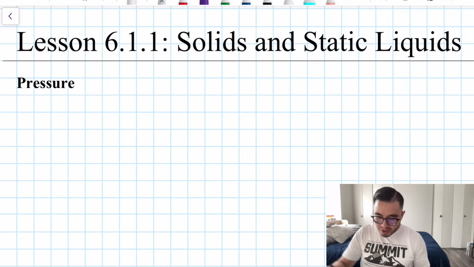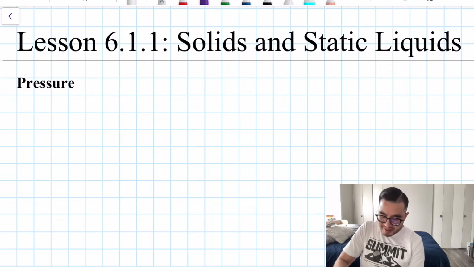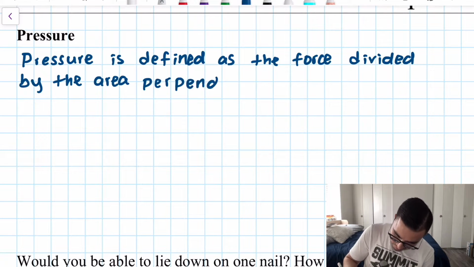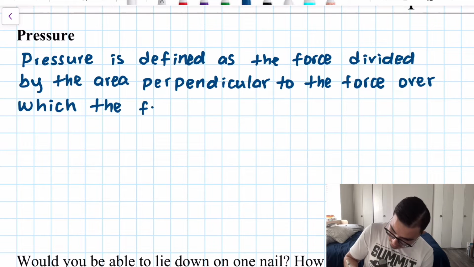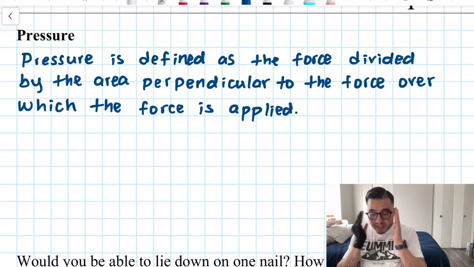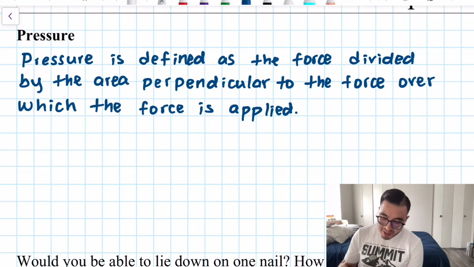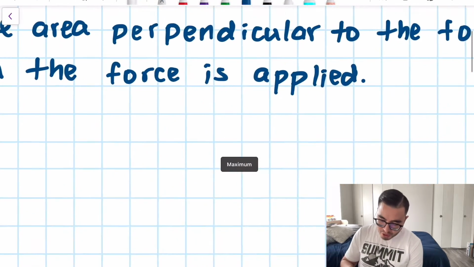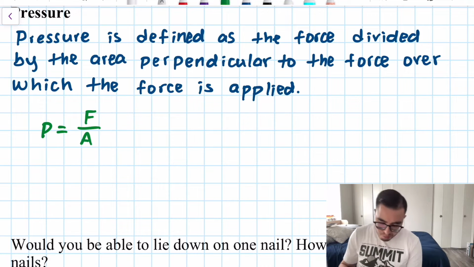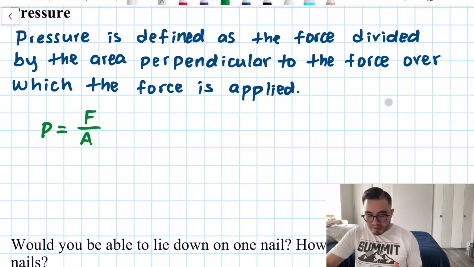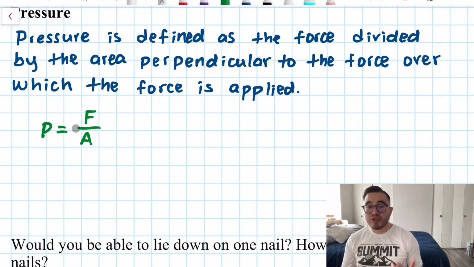So let's define pressure with a sentence. Pressure is defined as the force divided by the area perpendicular to the force over which the force is applied. That sounds kind of complicated, but we can summarize all these words into one simple formula. Pressure is equal to force divided by area. And let's remember that this area will be perpendicular to the force, okay?